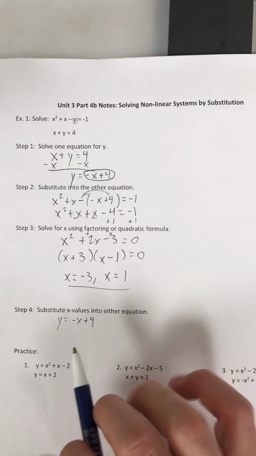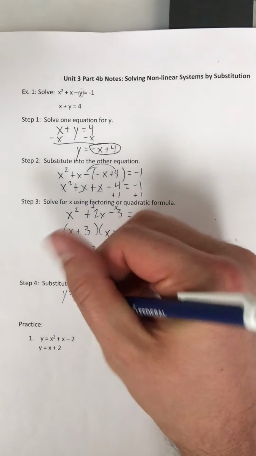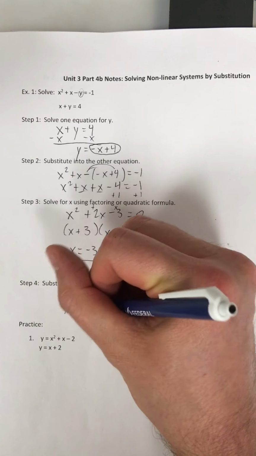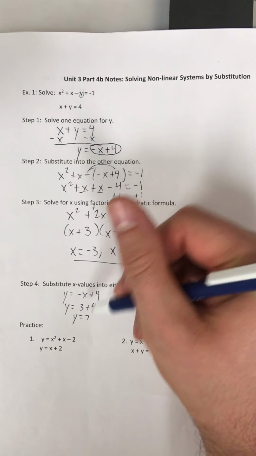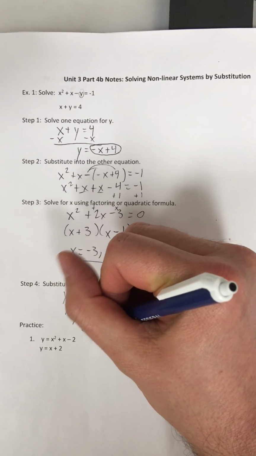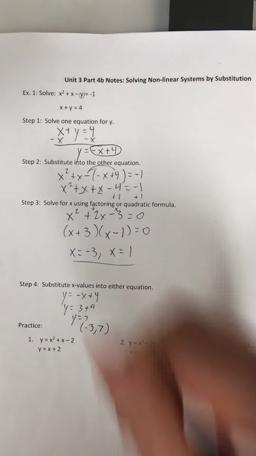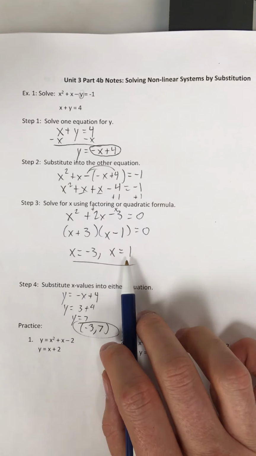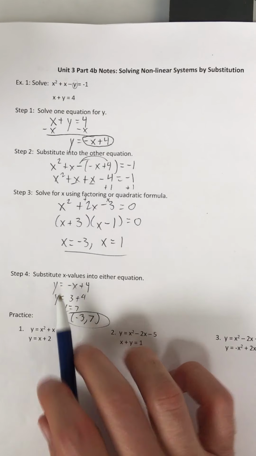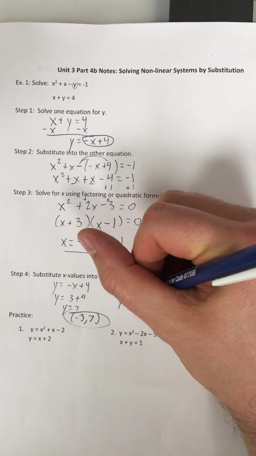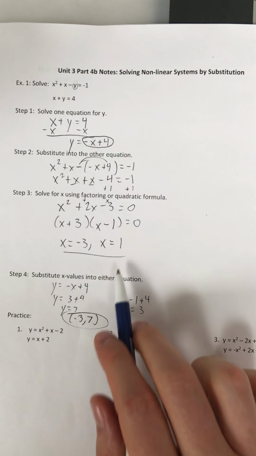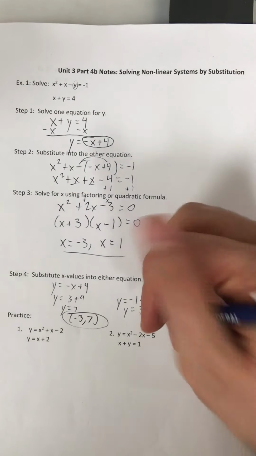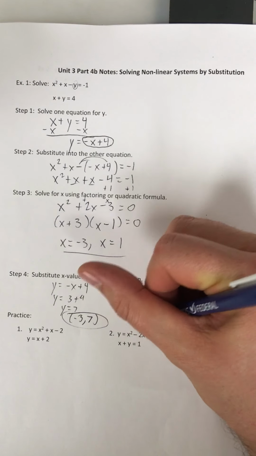So negative 3, y equals negative negative 3. So y is going to equal positive 3 plus 4. Excuse me, y equals 7. So when I plugged in negative 3, I got 7. Negative 3 comma 7 is one answer. And then I also need to plug in 1 for x into y equals negative x plus 4. So y equals negative 1 plus 4, going to give me 3. So when I plugged in 1 for x, I got 3. So the other answer is 1 comma 3.